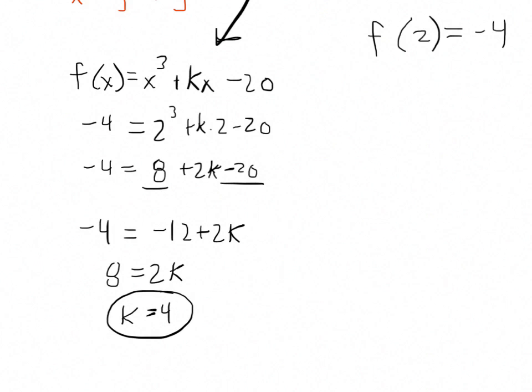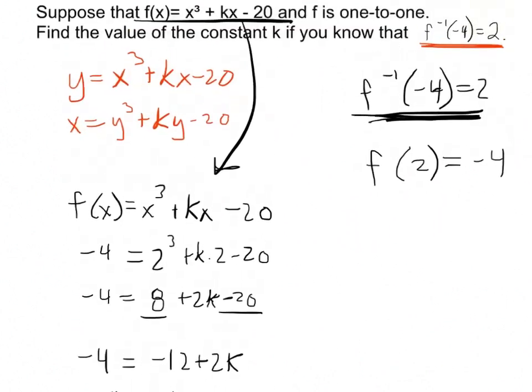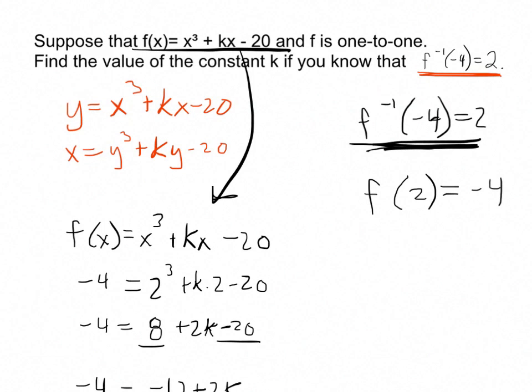What it all boils down to is just understanding that when they tell me that the inverse of -4 is 2, if it's a 1-to-1 function, it means when you plug in 2, you're going to get back -4. What it means to be 1-to-1 is that we can do things like that. That's the end of what I have to say about this.